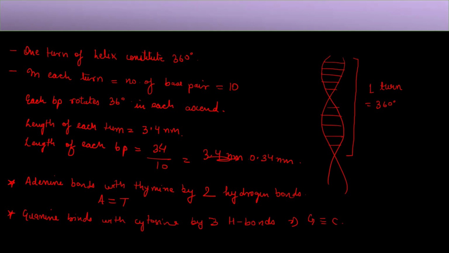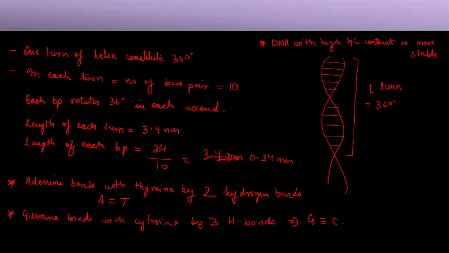So if someone asks that we have two DNA, one DNA has high GC content, like high guanine and cytosine, while another has high adenine and thymine content, then which will be more stable? Since we know that guanine is bonding with cytosine by 3 bonds, it will make the structure more stable, right? And hence the DNA with high GC content is more stable, because it has 3 hydrogen bonds.